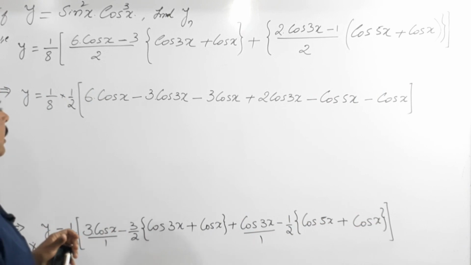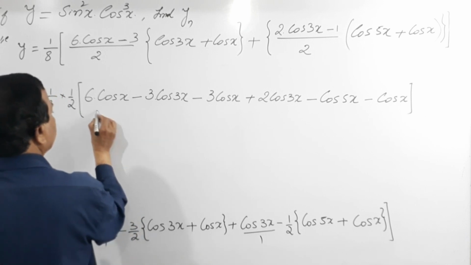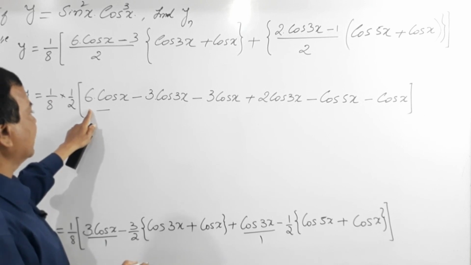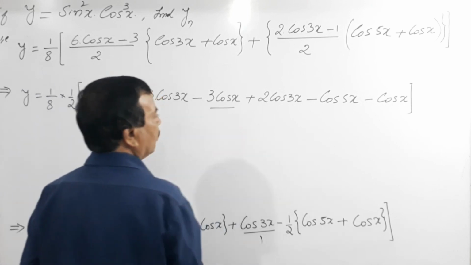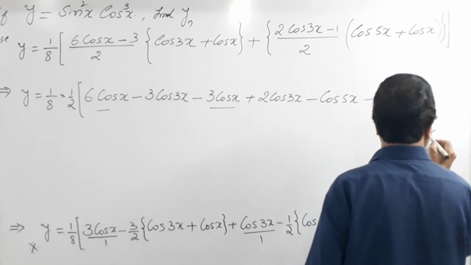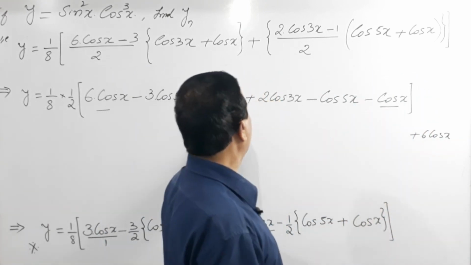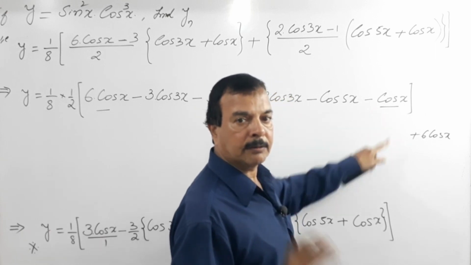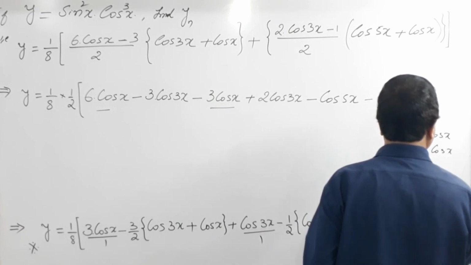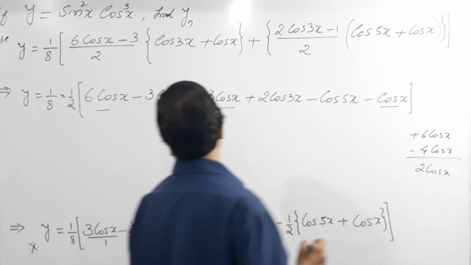Dear students, please note here, you have 6 cos x. See here, we have 6 cos x, we have plus 6 cos x, minus 3 cos x and minus cos x. So what happens here? Plus 6 cos x, and we have minus 3 cos x and minus cos x, which becomes minus 4 cos x. So minus 4 cos x. If you subtract this, we get 2 cos x. So finally what happens here?